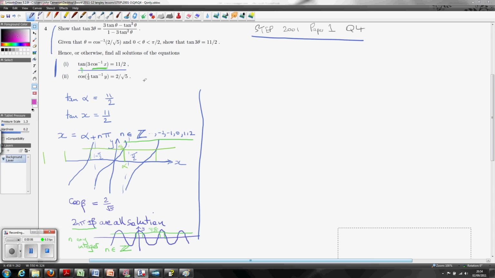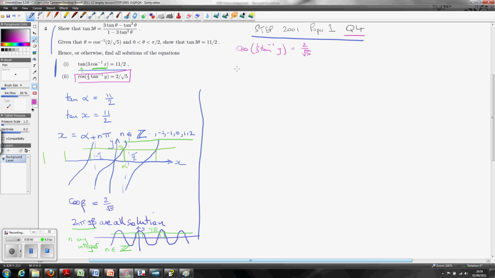Welcome to this final part of the presentation on question 4, a rather long question from STEP paper 1, 2021. The other presentations dealt with all of the problem except this very last part. We've got to find all the solutions of cos((1/3) tan⁻¹ y) = 2/√5.